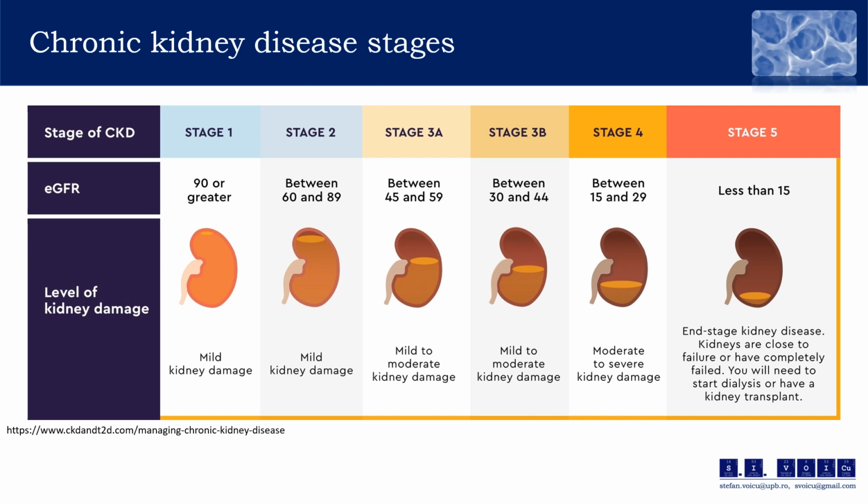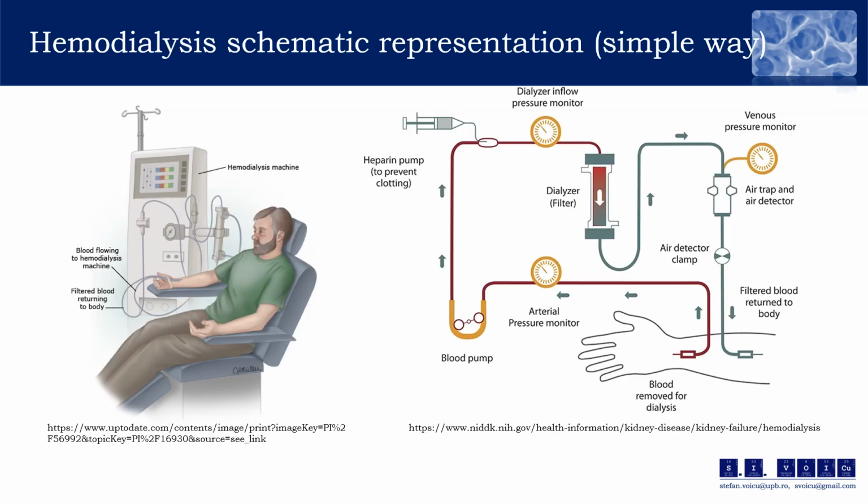Kidney disease stages. There are five stages from 1 to 5, and this is related with the ability of kidneys to filtrate blood in milliliters per minute. So the normal value is higher than 90 milliliters of blood per minute filtered by the two kidneys, and at a value less than 15, we are speaking about chronic kidney disease and the hemodialysis.